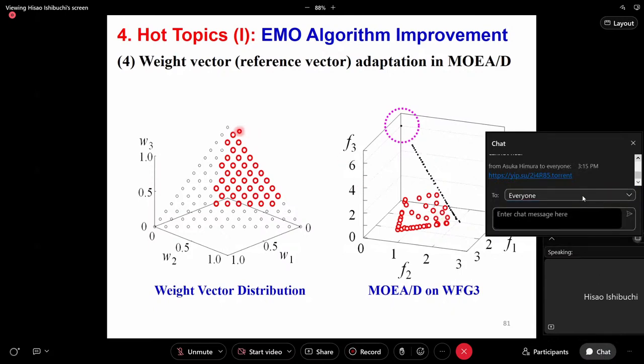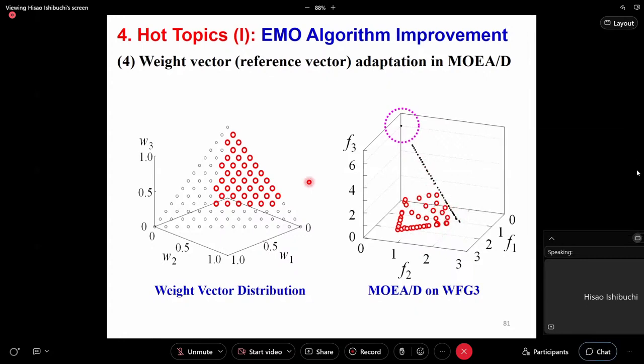If we simply use this triangular shape, the obtained solution set is shown in this figure. Red points are obtained from these weight vectors, and all of these small black points on the line are obtained from other weight vectors. So many solutions are on this line, and only one solution is around the top of this Pareto front, and the distribution inside this region is not good. So this figure clearly shows the necessity of weight vector adaptation.